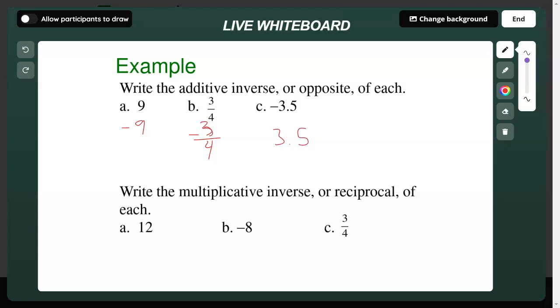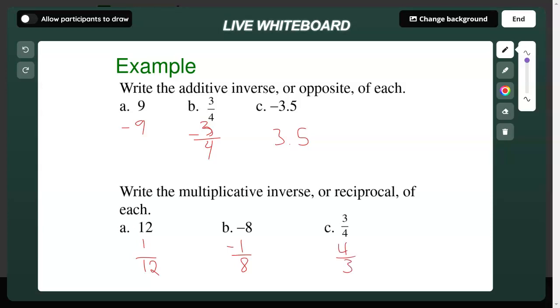Multiplicative inverse, the reciprocal. What's the reciprocal of 12? 1/12. No sign change. We're just flipping the fraction. Reciprocal of negative 8. Negative 1/8. No sign change, just flip the fraction. 3/4.